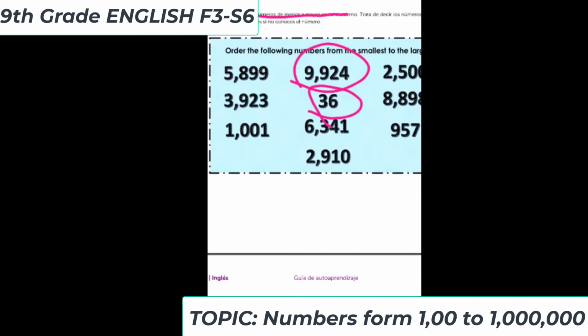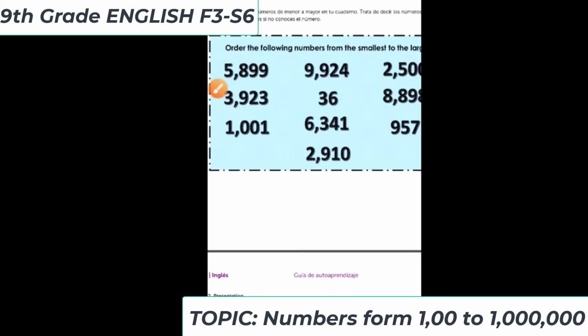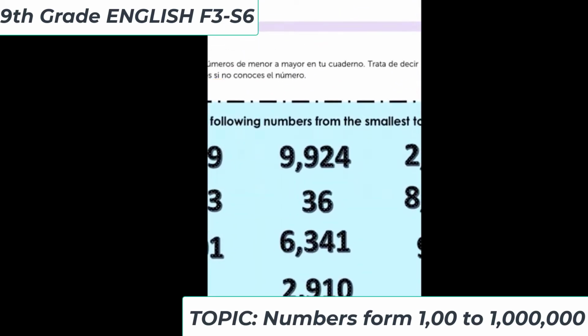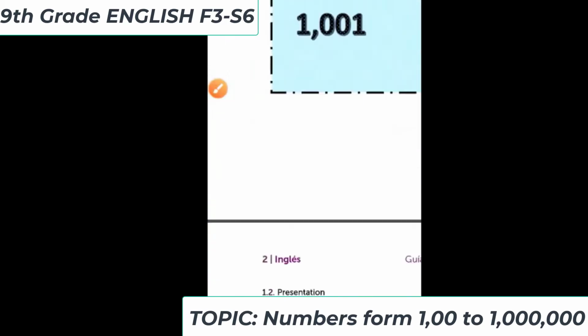So the smallest number is 36 and the largest number is 9,924, okay? So you have to order the following numbers from the smallest to the largest, okay? From the smallest to the largest in your notebook, okay?